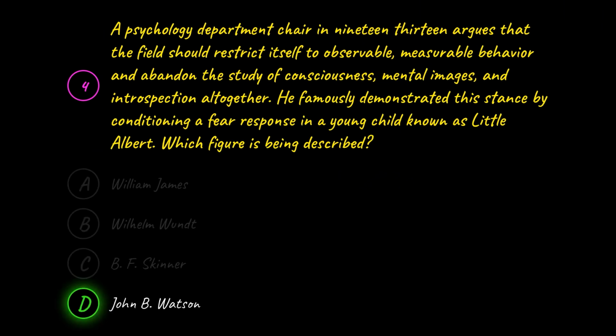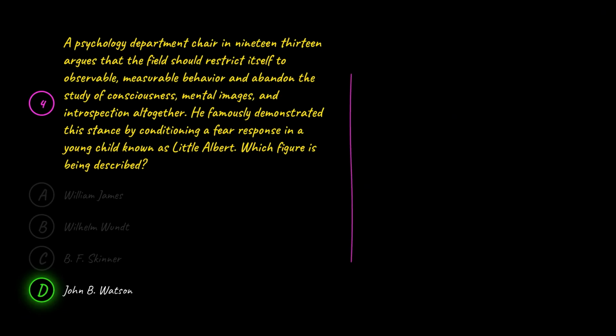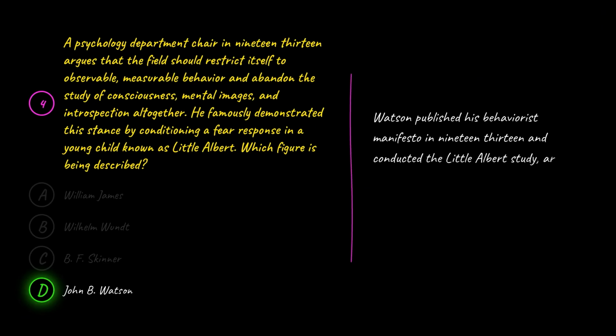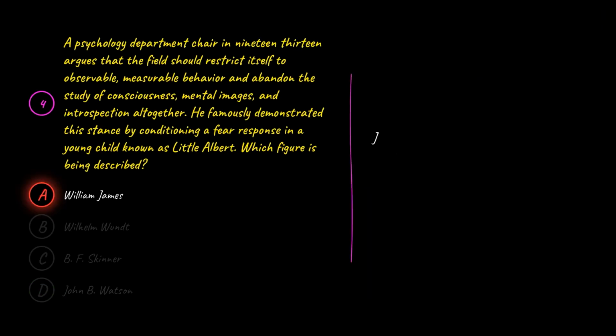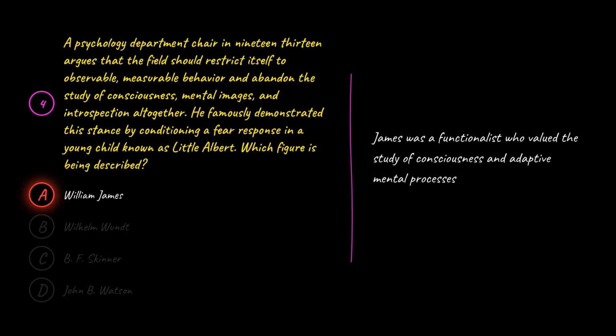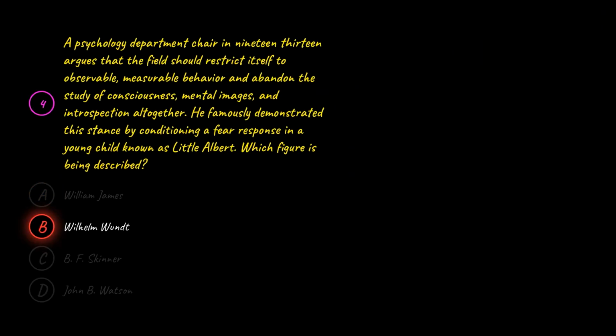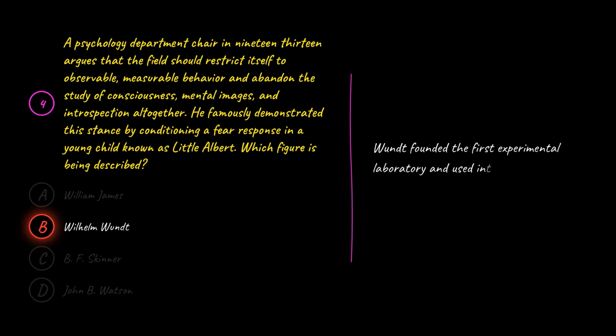John B. Watson. D is correct because Watson published his Behaviorist Manifesto in 1913 and conducted the Little Albert study, arguing that psychology should be a strictly observable science and rejecting introspection. A is wrong because James was a functionalist who valued the study of consciousness and adaptive mental processes rather than rejecting them.